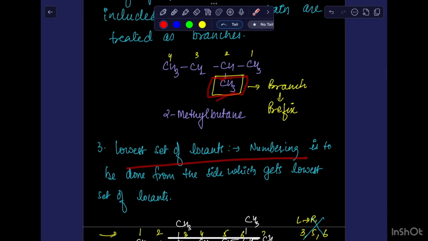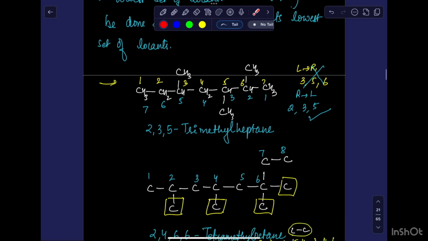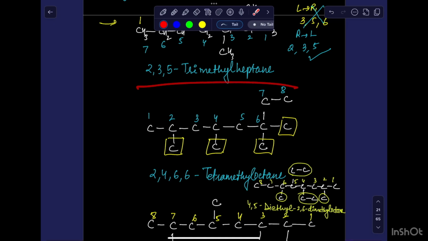Lowest set of locants, a very important rule. Numbering of locants or branches is done from the side where it gets the lower number. For example, here the longest carbon chain has 7 carbons, but if I start numbering from the left, I get methyl at 3 and again a methyl at 6, whereas from the right-hand side I get 2, 3 and 5. From left to right it is 3, 5, 6, and from right to left it is 2, 3, 5. So 2 is lower than 3. That is why we'll start numbering from right to left.